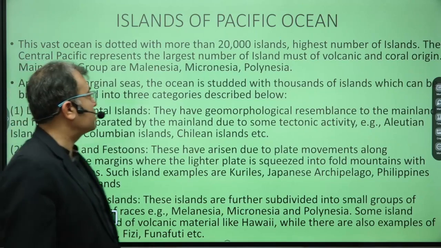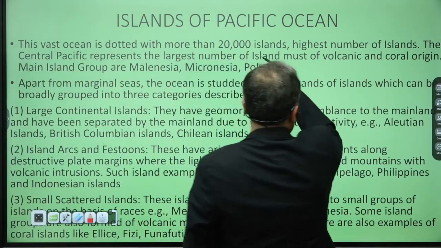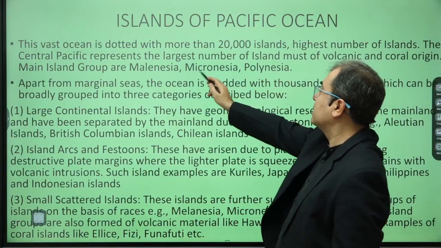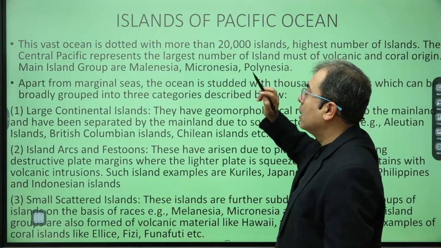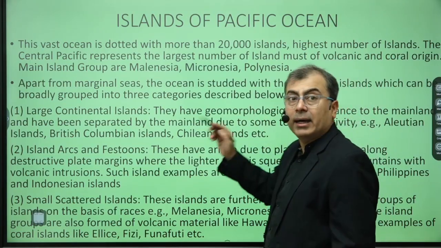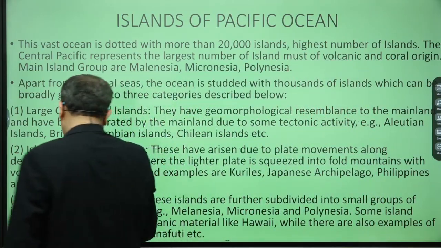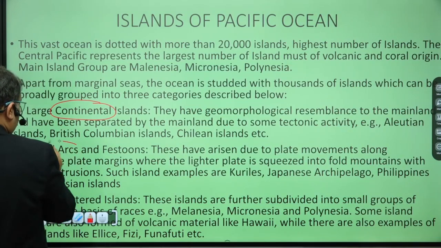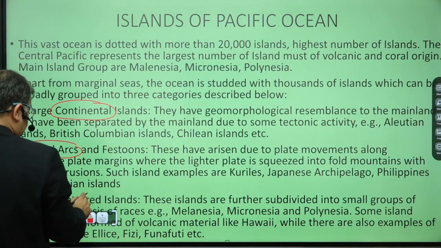Islands, a vast ocean is dotted with more than 20,000 islands. I had mentioned that yesterday. And these islands are grouped into Melanesia, Micronesia, Polynesia. Apart from marginal seas, the ocean is studded with thousands of these islands. Islands three category में है. Three category islands: continental islands, island arcs, and scattered islands.